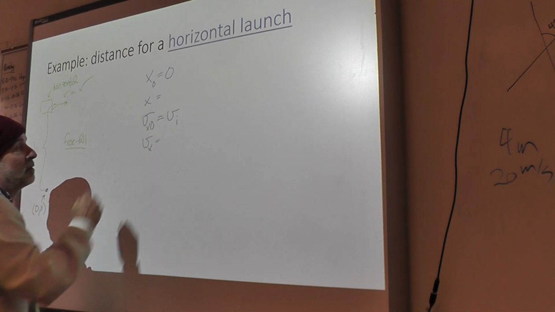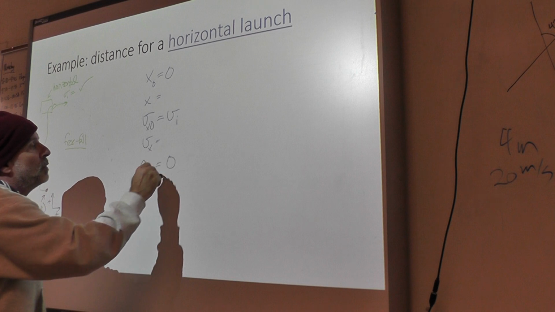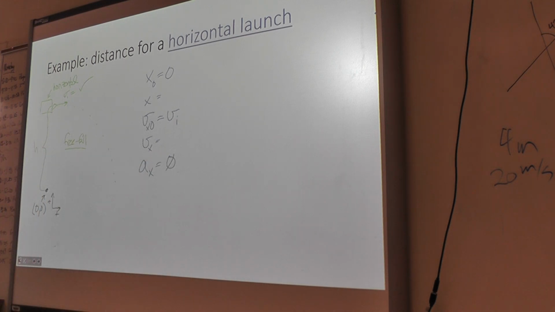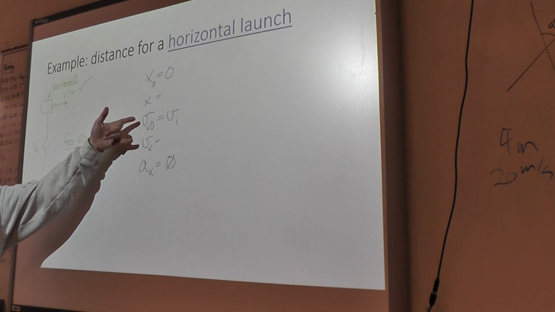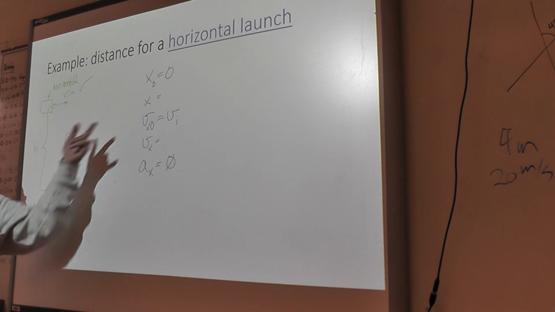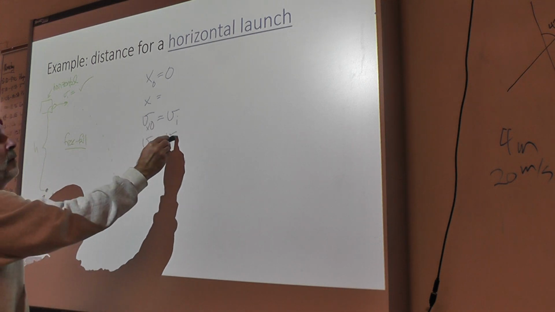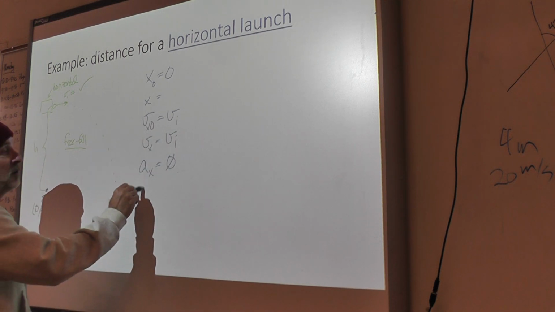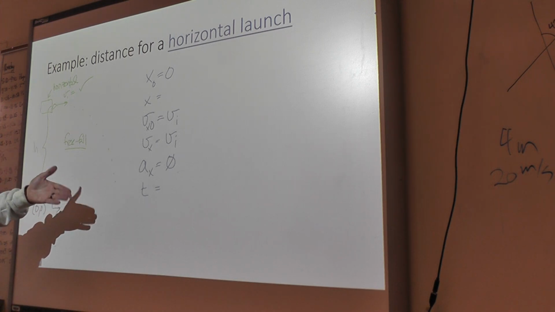Our final horizontal velocity, we don't know, except that we're gonna assume acceleration is 0 because it's in free fall, which actually means that its speed won't change. So it is gonna have the same speed for however long it's moving. How long is it moving? We don't know. We don't know how long this thing is moving. It's gonna move left and right until it hits the ground.